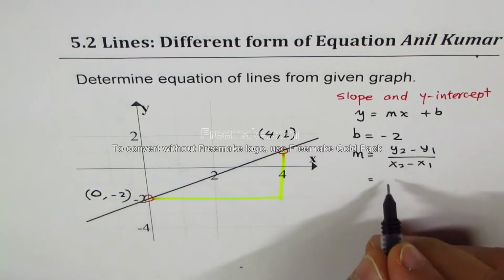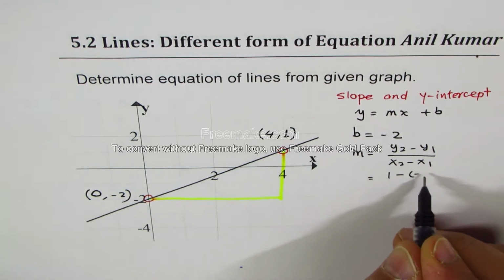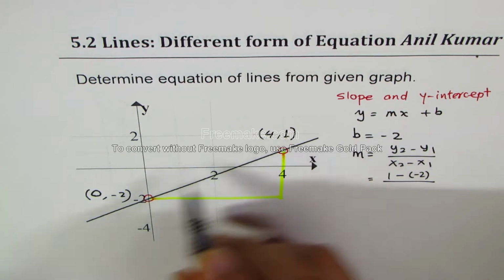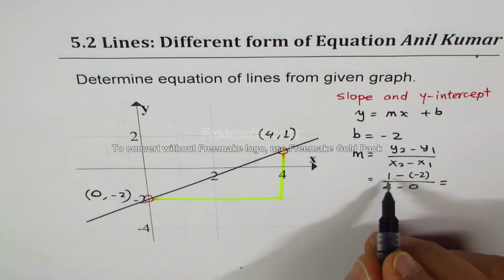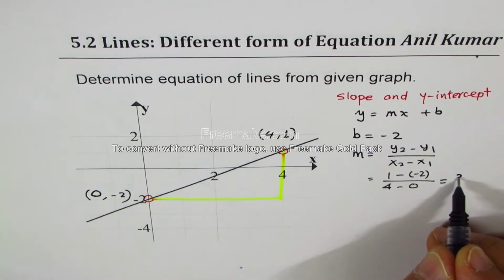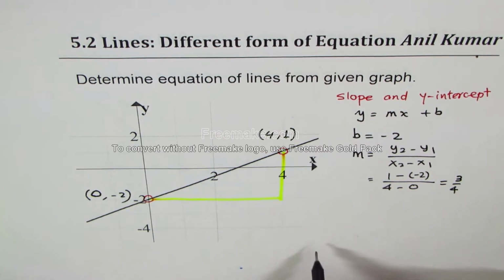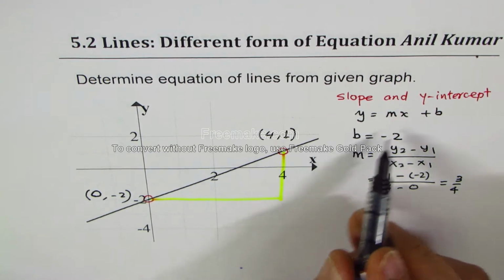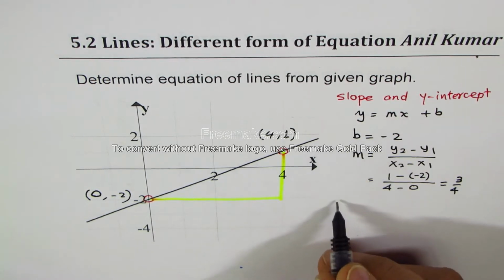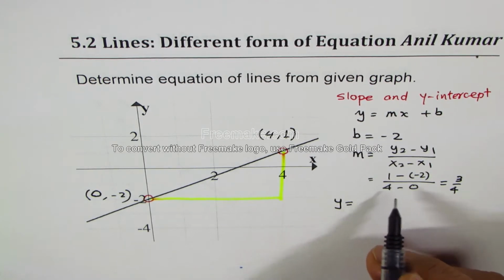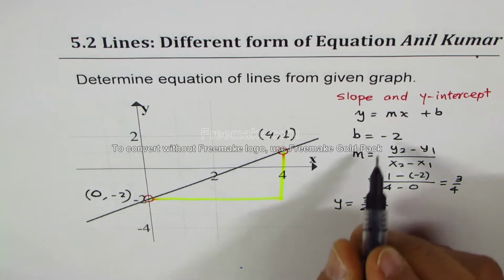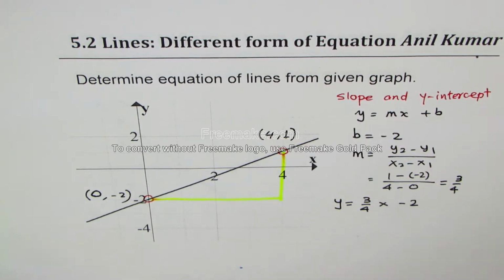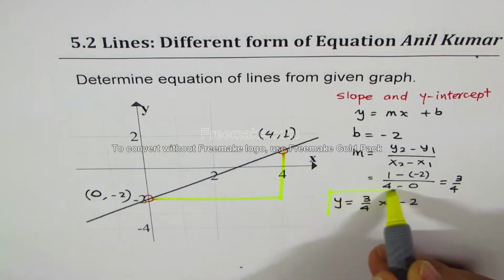1 minus -2, the difference in y values, divided by 4 minus 0 gives us 1 plus 2, which is 3 over 4, right? So 3 over 4 is the slope. So we know both slope and y-intercept. We can write the equation as y equals slope of 3 over 4 x, and y-intercept is -2. So that becomes the equation of the line in slope-intercept form, right?